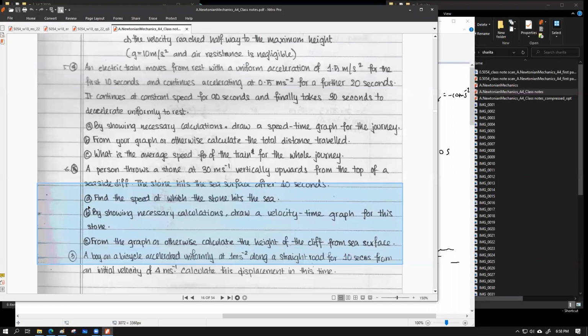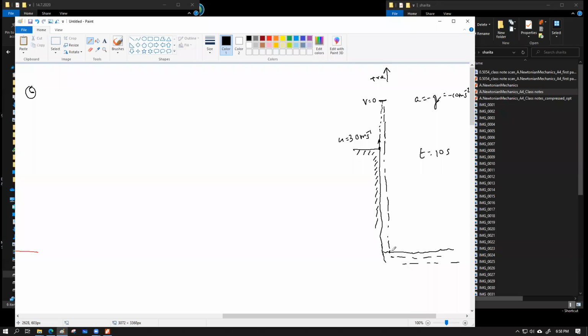So the question says find the speed at which the stone hits the sea. The question is asking us what is the speed, not velocity, of the stone as it hits the sea. So what is v equals to what? Now comes the idea. v equals u plus at. So if I go for 30 plus, sorry, minus 10 into 10.